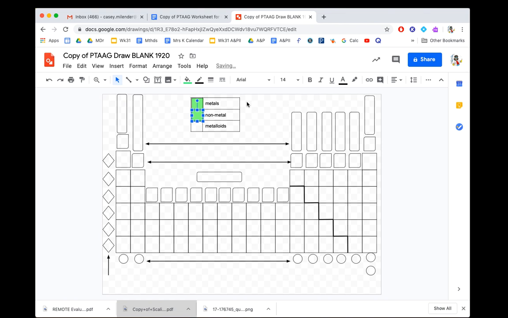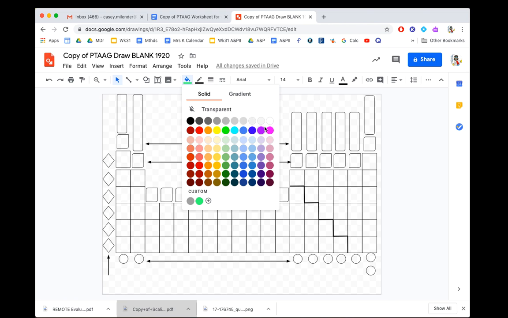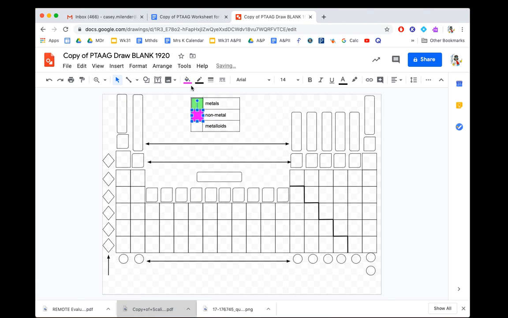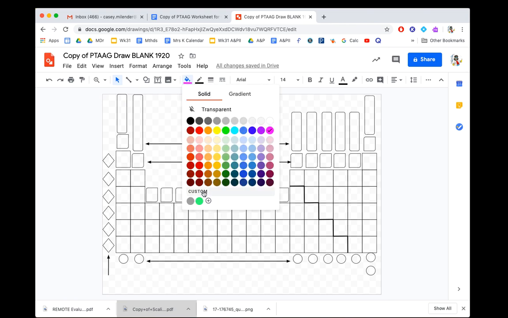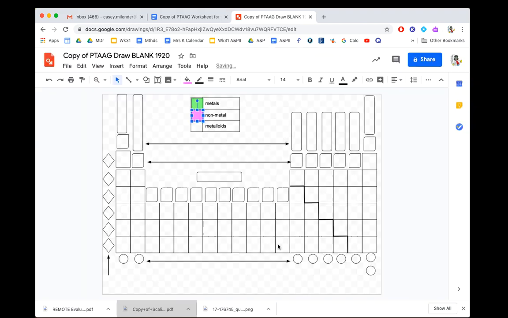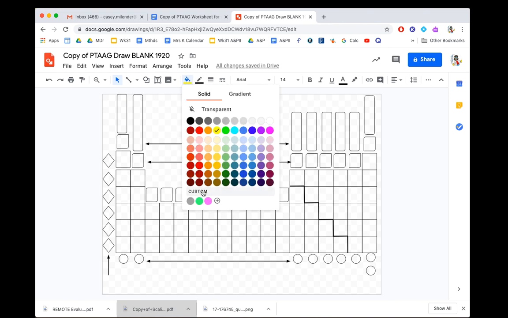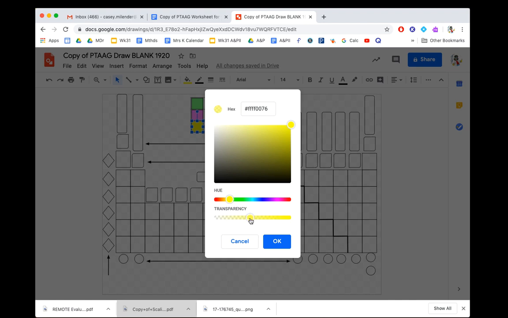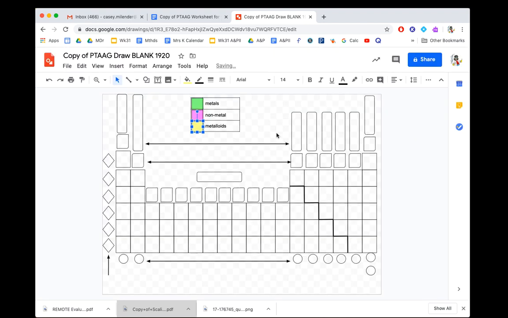And so my nonmetals, I think I'm going to make those pink. But I still have to make that transparent, so I go to Custom, come about halfway down, okay, and now I have that. And then my metalloids, I think I'm going to make those yellow. Same thing with the transparency business. And so now I'm good to go. All right. So let's talk about metals first.